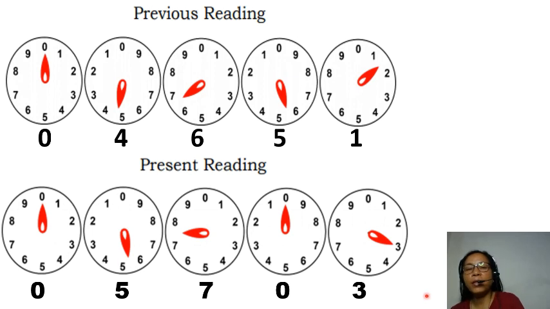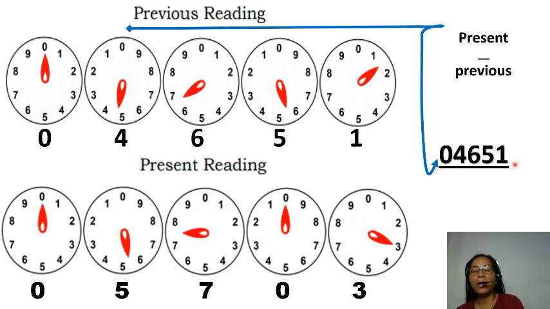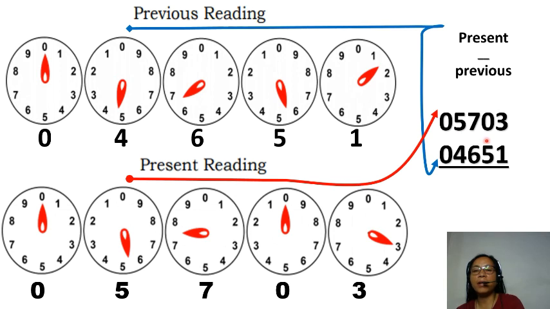Again, let's compute our electric consumption. Present minus previous. So, ayusin natin ang pagkasulat. Ilagay natin si previous sa baba, which is 04651 kilowatt hour. And si present, isulat natin sa taas, which is 05703 kilowatt hour minus. Okay? Applying the rule for subtraction. Now, take note, meron tayong 0 sa taas. So, you are going to apply the rule of subtraction in regrouping. Okay? Huwag mong baliktarin ang number na 5 minus 0. Hindi yan. I-regroup natin. Ibig sabihin ng regrouping, manghiram ka ng 1/10 sa 7 para madagdagan mo si 0.